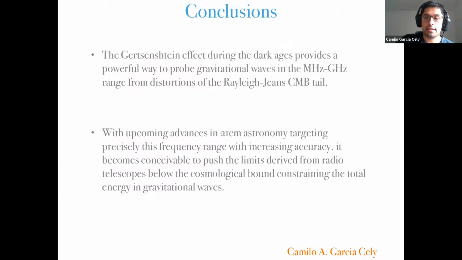So yes, I will conclude now, because I think we all want to go for lunch. The Gertsenshtein effect during the Dark Ages provides a powerful way to probe gravitational waves in the megahertz and gigahertz range from distortions of the CMB's Rayleigh-Jeans tail. And with upcoming advances in 21 centimeter astronomy targeting precisely this frequency range with increasing accuracy, it becomes conceivable to push the limits derived from radio telescopes below the cosmological bound, constraining the total energy in gravitational waves.